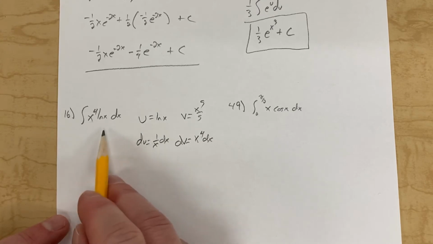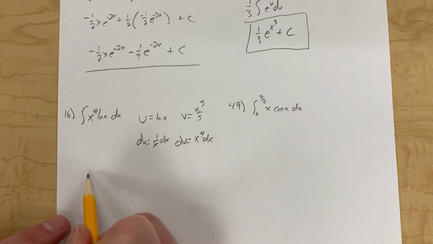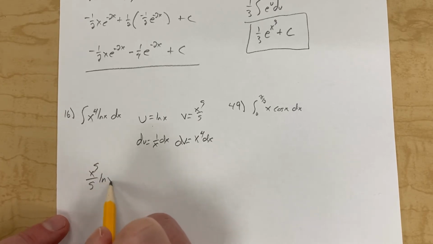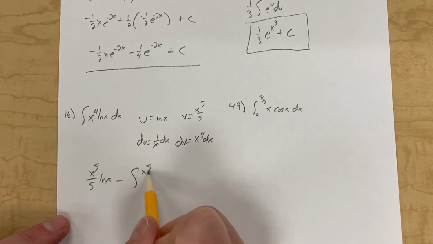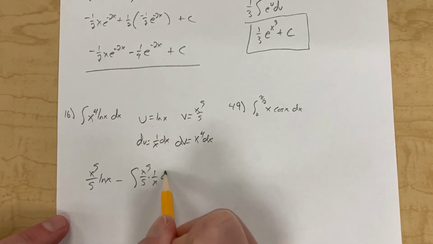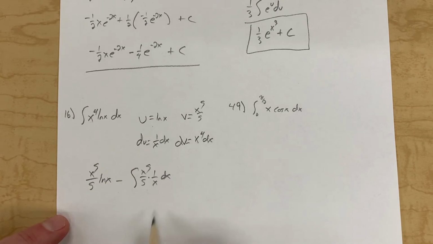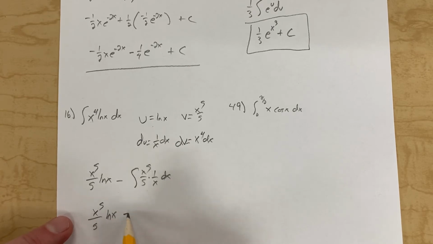So this integral, which I don't know how to do, is equal to u times v, so x to the 5th over 5 times natural log of x, minus the integral of v du. So that's x to the 5th over 5 times 1 over x dx. Now I'm going to repeat this. And on this one, I'll take the 1/5 out and integrate x to the 5th over x. That becomes x to the 4th dx.